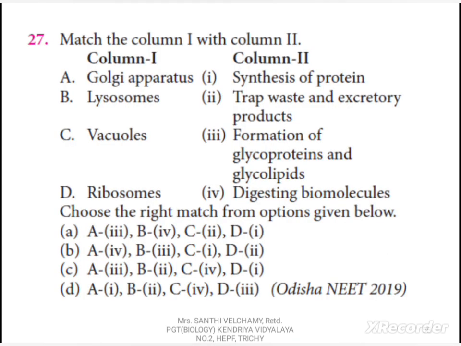Now the next question. Here you have to match the columns. Two columns are given. Match column 1 with column 2. Then after matching, choose the correct matched pairs from the options given below. A, B, C, D, they have given four options. After matching, you have to tell the correct answer. The correct answer is A.